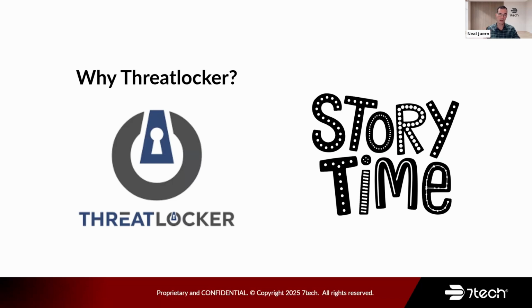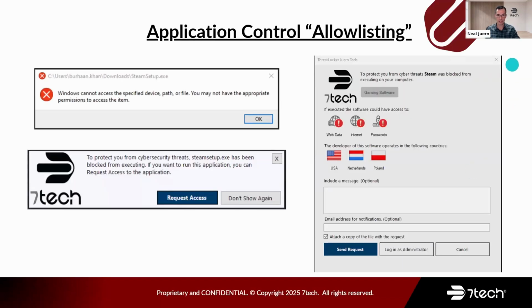I'm going to show you the one feature, and I may be stealing a little bit of DeShawn's thunder here, but I'm going to show you the one feature that we were most interested in first, and then I'm going to let him kind of jump into some of the other aspects of ThreatLocker. That first thing was application control or allow listing.